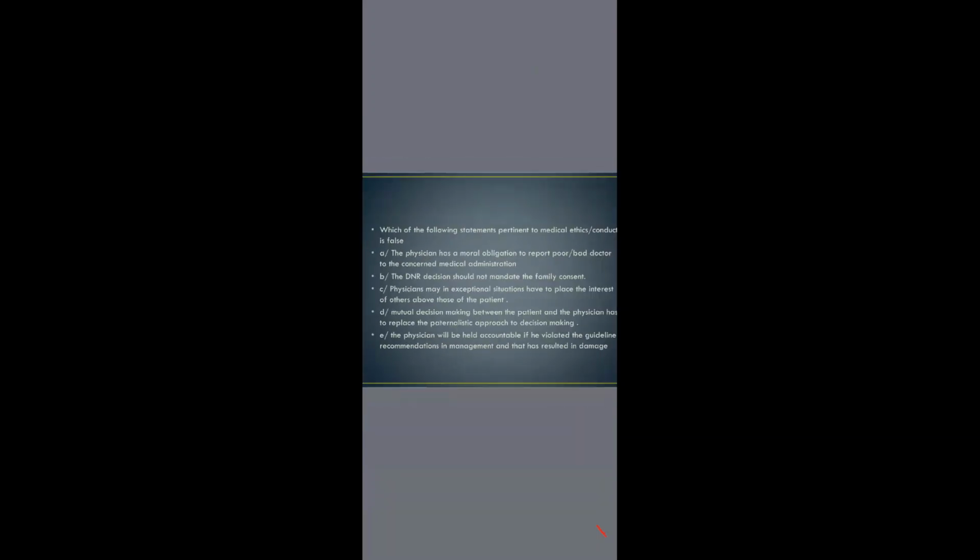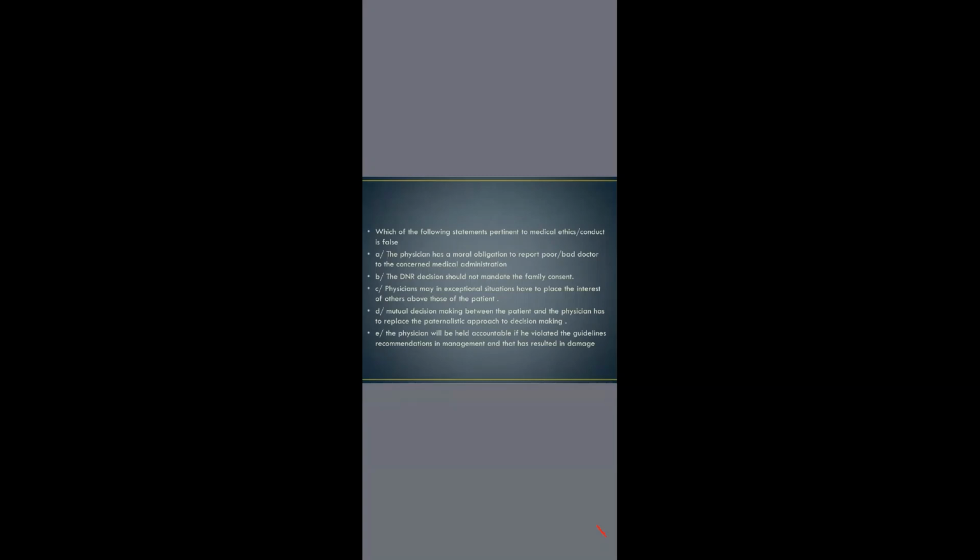Okay. Which of the following statements pertinent to medical ethics and conduct is false? Not true, is false. The physician has a moral obligation to report poor and bad doctors to the concerned medical administration. You think you are going to do that? No.